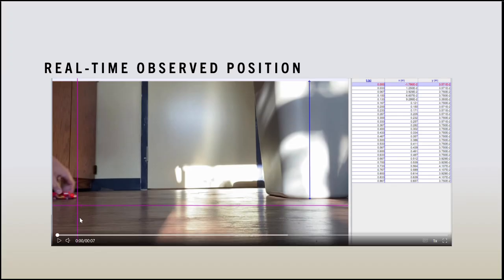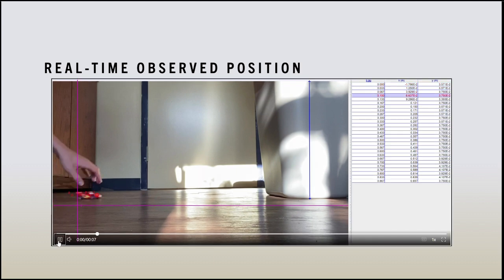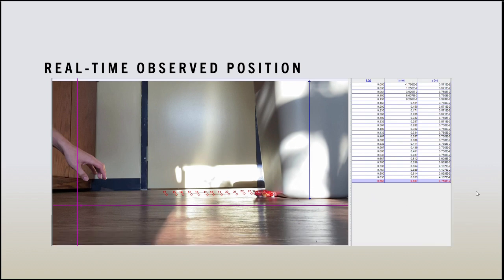Okay, this is a video of Lightning McQueen using the tracker software. His real-time observed position. The purple lines serve as the coordinate axes, and this blue line serves as the calibration position. On the left side here, we have the 26 t values and the 26 position values.